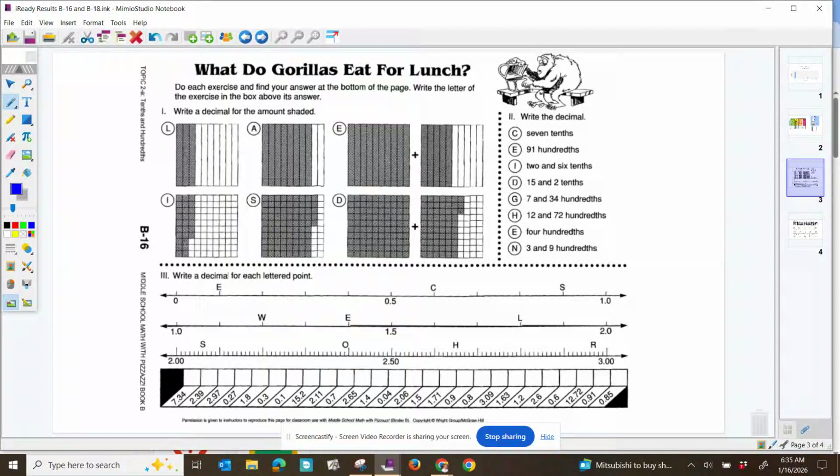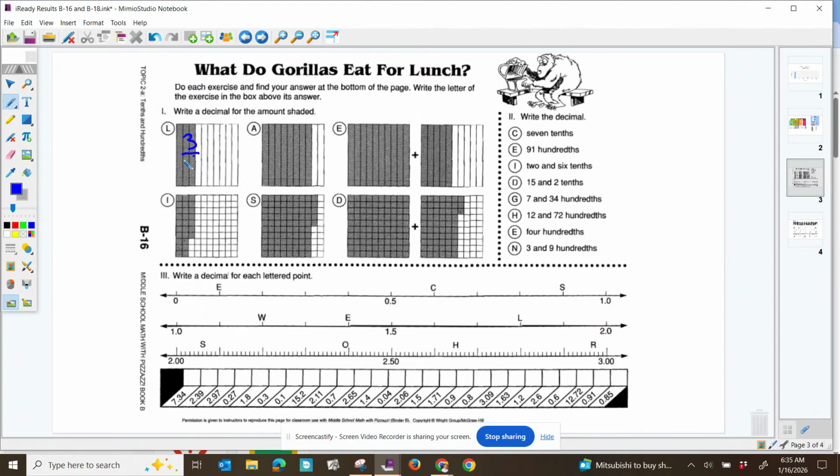Okay, so today I'm going to be making the answer key while recording it, and so let's see how this goes. So, looking at it says, "What do gorillas eat for lunch?" And it says, "Do each exercise and find your answers at the bottom of the page. Then write a letter of the exercise in the box." So, when I look here, I've got 1, 2, 3 out of 10.